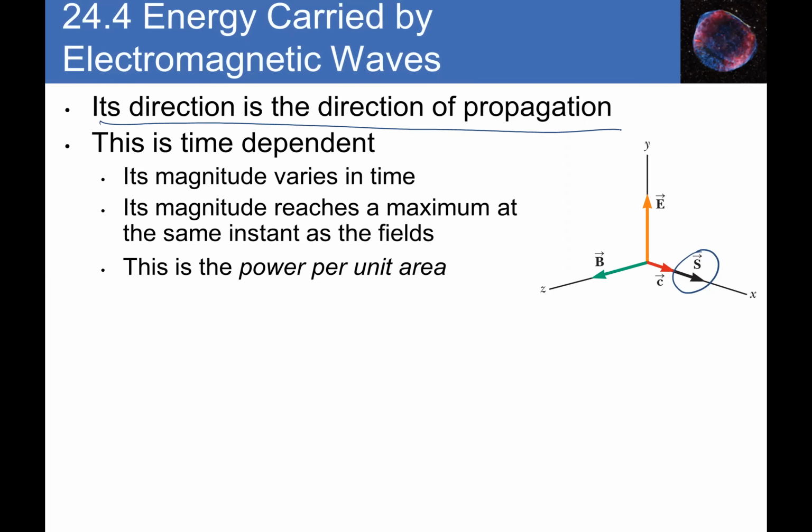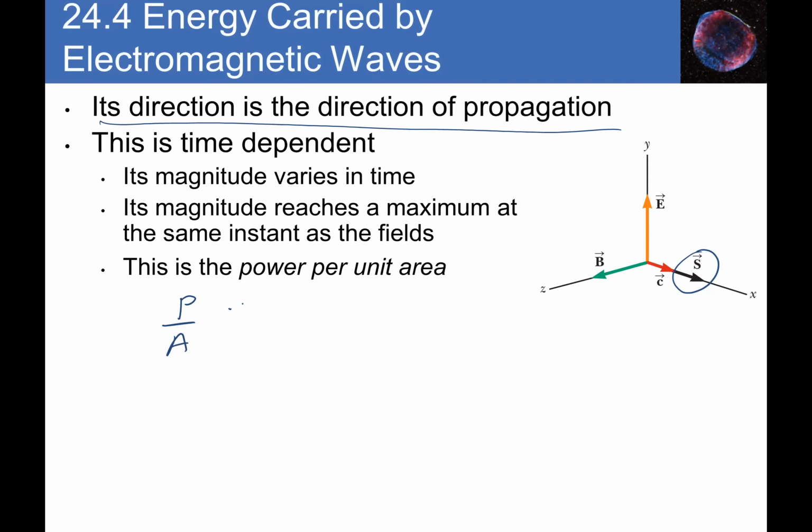This is time dependent, because the electric field is time dependent and the magnetic field is time dependent, so is the Poynting vector. So its magnitude reaches a maximum at the same instant as the fields. This is the power per unit area. So that's kind of what we have for this Poynting vector. It's power per unit area.